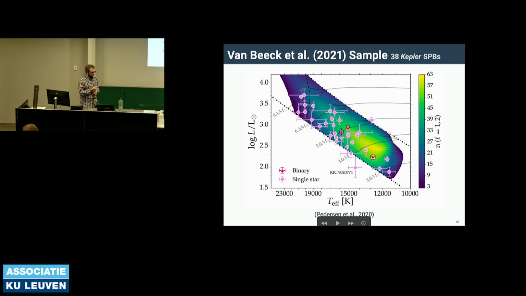And what is also interesting in this figure, which was taken from Pedersen et al., is that there is information on the so-called instability strip for the modes in these SPB stars, in the sense that this color coding gives you an idea of how many dipole and quadrupole modes should be excited inside these stars according to adiabatic linear theory.